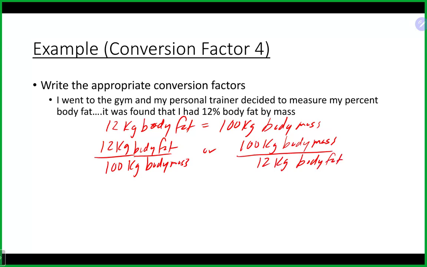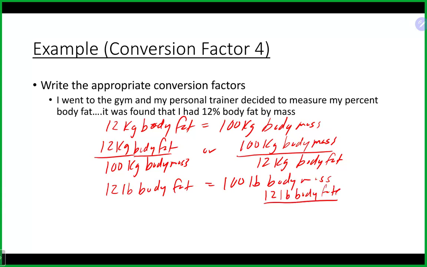Or you could even, for example, go to the English units, right? 12 pounds of body fat would equal 100 pounds of body mass. And again, that would give you your two similar conversion factors: 12 pounds body fat over 100 pounds of body mass. And you could flip it around as well: 100 pounds body mass up top, 12 pounds body fat.